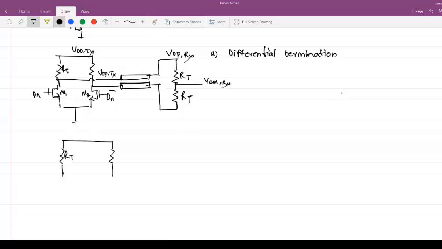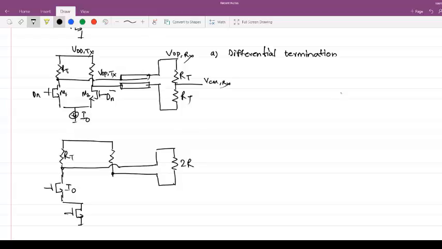So this one is RT. Let's say there was a current source which was I0. The I0 current will still flow because you are steering all the current. So I0 current is flowing through M1 now. Then this node, which is terminated on the other side and the other node, you have a 2RT resistor effectively here, and this is VDD.